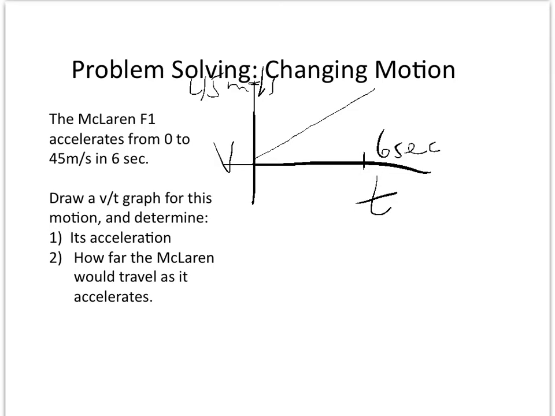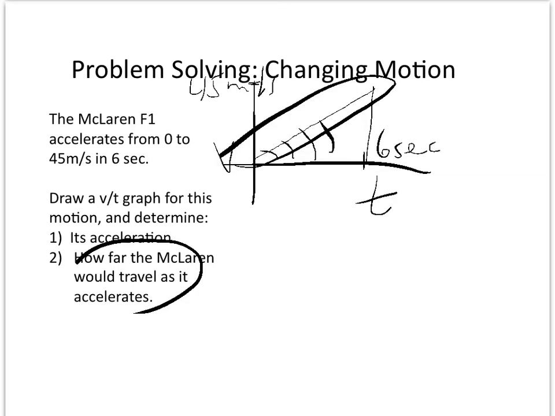We could find the acceleration by finding the slope of this line, and we could figure out the displacement, or how far the car traveled, by using the area under the graph trick. And so the way that would look would be, we'd recognize that this was a triangle, and we'd color it in maybe, but we would use 1/2 base times height to figure out the displacement of the car.